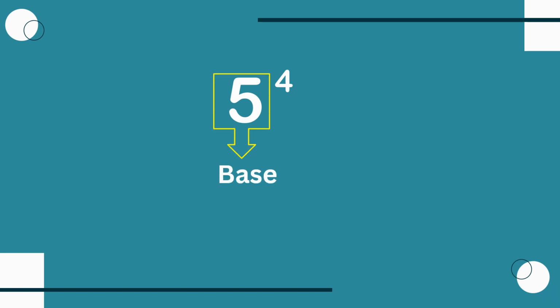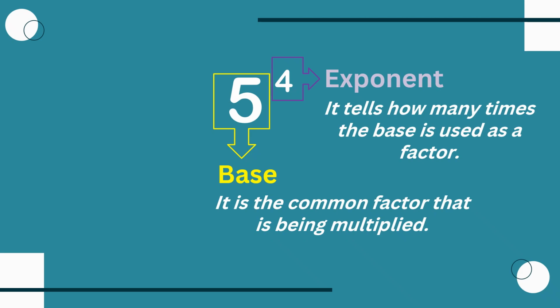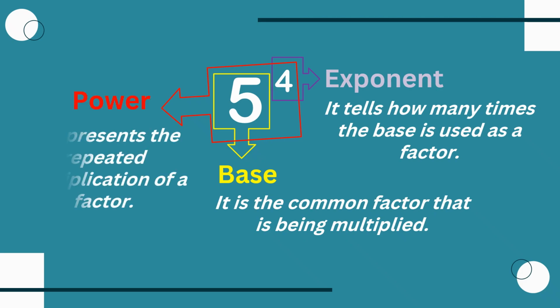What is a base? Base is the common factor that is being multiplied. 4 is the exponent. What is an exponent? Exponent tells how many times the base is used as a factor. 5 raised to the exponent of 4 is the power. What is a power? Power represents the repeated multiplication of a factor.